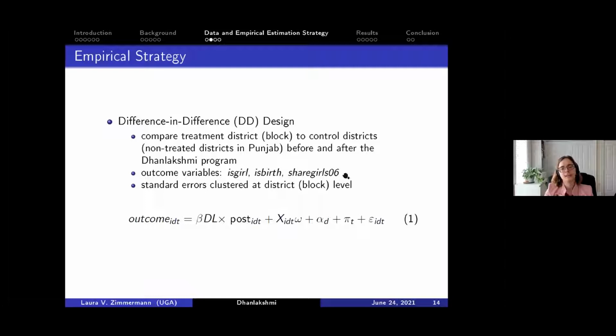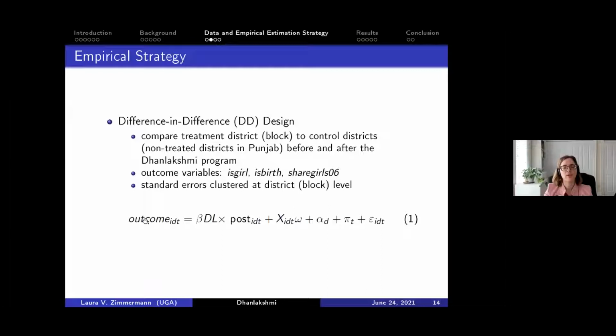When we go to census data, we don't have, unfortunately, fertility information, so we're going to switch to looking at the share of girls in the 0 to 6 year age group. Standard errors are going to be clustered at the district level, or then if we go to census data at the block level. And so that is really our estimating regression equation here.